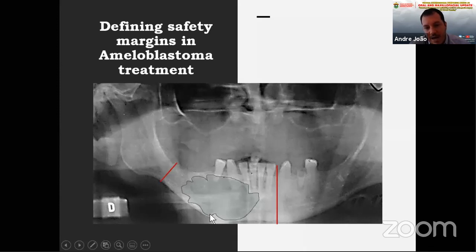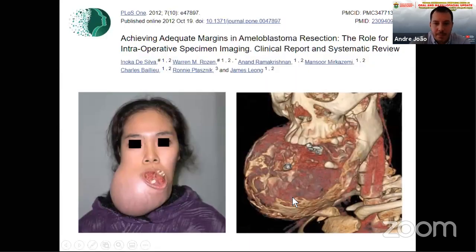So here, I don't have enough bone. It's probably just 1 or 2 millimeters thick. So if I need to use at least the lowest, 1.5, I still cannot leave this bone here. So I need to do a segmental resection. That's going to leave a big bone defect. And it's not my case.